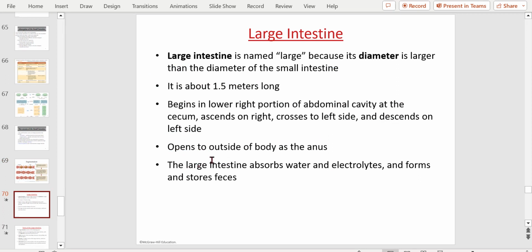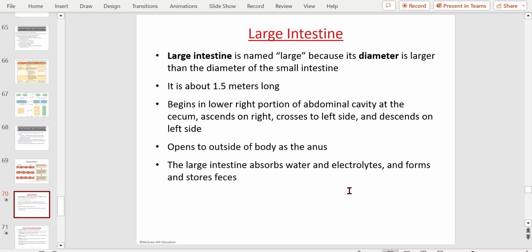The large intestine is named large because its diameter is larger than the diameter of the small intestine, but it's only about 1.5 meters long. It begins in the lower right portion of the abdominal cavity at the cecum, ascends on the right, crosses over to the left and descends on the left-hand side, right? So it starts over here. If we're looking at anatomical position, it goes up, across, and down. It opens to the outside of the body at the anus.